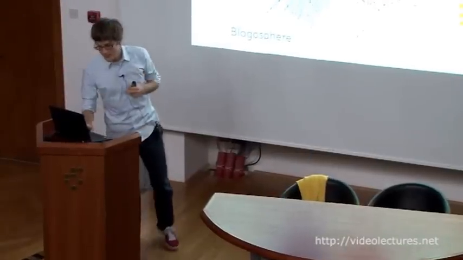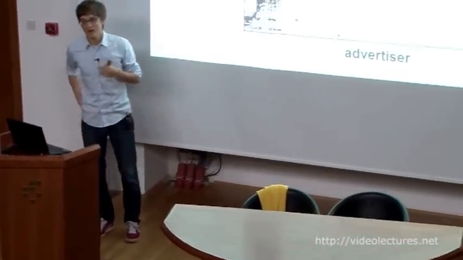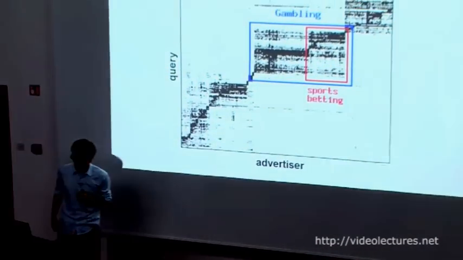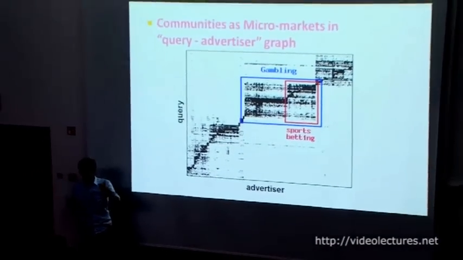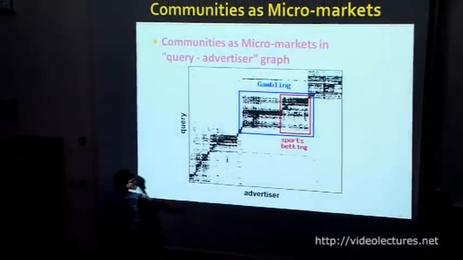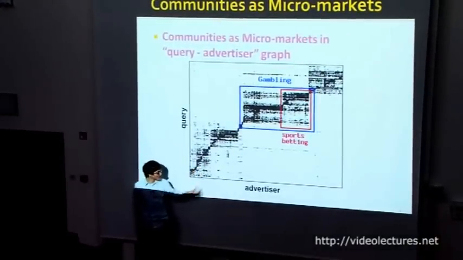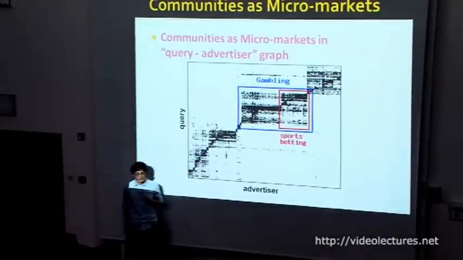Maybe from a computer science point of view, here's another view of why you may want to be interested in communities. So what I'm showing you here is what is called an adjacency matrix, right? So I have nodes here and nodes there, and I have a dot wherever there is an edge between this node and that node, right?